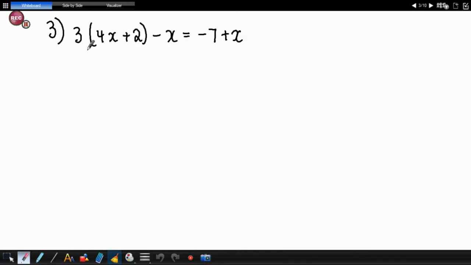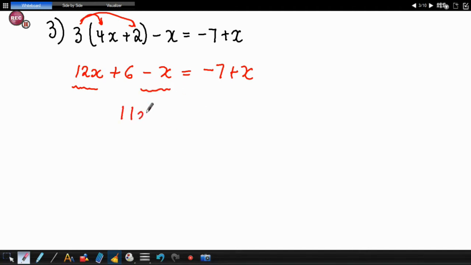Number 3, we are going to distribute the 3 inside. Okay, so if we distribute the 3 inside, we'll have 3 times 4x, which is 12x, and we'll have 3 times 2, guys. We have 3 times 2, which is 6, minus x equal to negative 7 plus x, right? Then we see like terms, and we can see that we have 12x minus x, which now will be 11x plus 6 equal to negative 7 plus x.